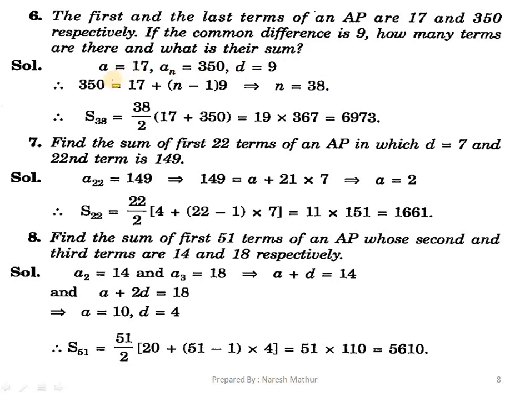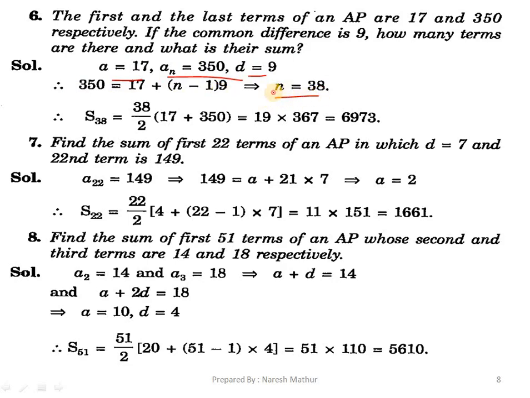We are given the first term 17, the last term is given as 350, and the common difference is given as 9. How many terms? Meaning we need to find n and Sn. Simply, first we need to find the value of n. So an equals a plus (n minus 1)d. From here we can get the value of n.